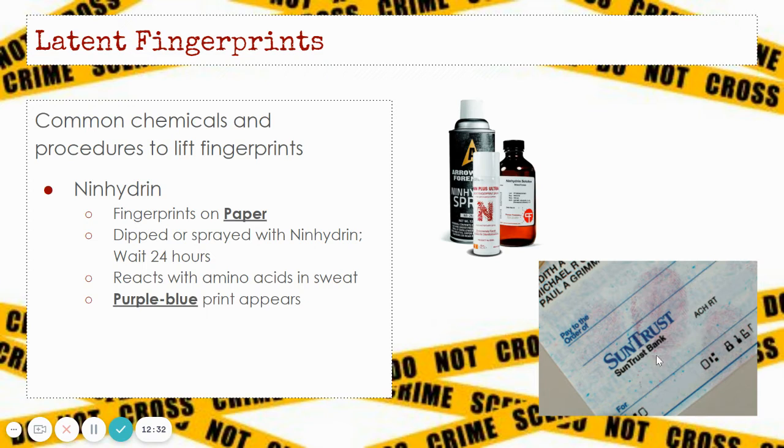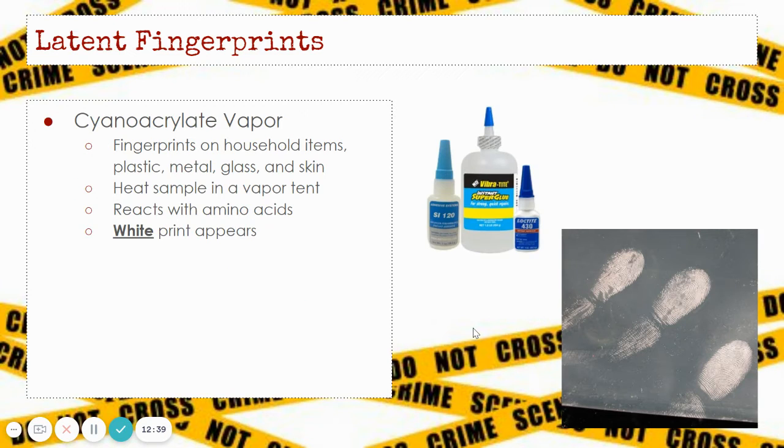So here's a check, for example, that was left with ninhydrin overnight. You can see the fingerprints become visible. We also have cyanoacrylate vapor. Cyanoacrylate is the main chemical in superglue. This type of fuming is used for fingerprints that are on items that may be plastic, metal, glass, even skin. Cyanoacrylate works well for surfaces that are not smooth, so where it may be difficult to lift a print otherwise, cyanoacrylate can help us visualize those prints.